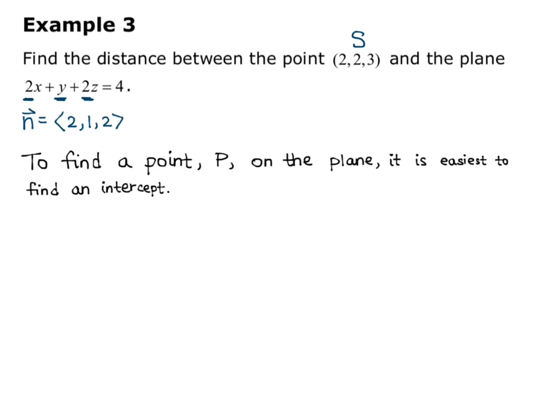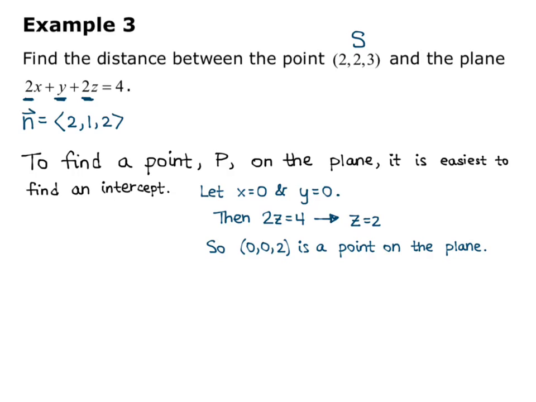And to find a point P on the plane, it's easiest to find an intercept. So we're going to let two of the variables equal 0. We let x equal 0 and y equal 0. Then our equation of the plane just becomes 2z = 4. From this, we can easily see that z equals 2, and so the point (0, 0, 2) is a point on the plane. So now we have a P, an S, and an n, and those are the three things we need to use this formula.